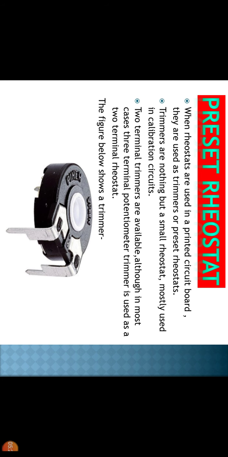So next is a preset rheostat. When rheostats are used in a printed circuit board, in switchboards present in our homes, they are used as trimmers or preset rheostats. Trimmers are nothing but small or preset rheostats, mostly used in calibration circuits. Two terminal trimmers are available, although in most cases a 3 terminal potentiometer trimmer is used as a 2 terminal rheostat. As it is a 3 terminal potentiometer trimmer, it can be used as a 2 terminal preset rheostat. The figure below shows a trimmer. It can also be present in our switchboards, you can see that.